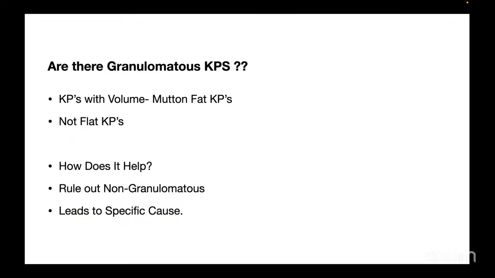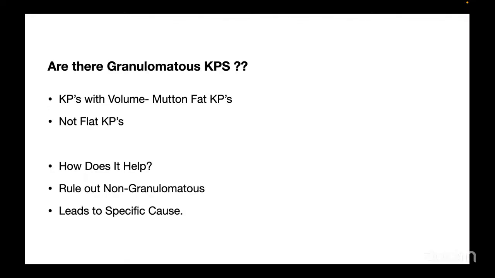Then moving forward to the granulomatous, what will you do when you see granulomatous KPs? There are mutton fat KPs or fine granulomatous KPs. You have to decide. With mutton fat KPs, there is actually volume to the KP. That means these are not only flat KPs, but they have breadth and width also. So they are 3D and not flat, and you can easily identify mutton fat KPs.